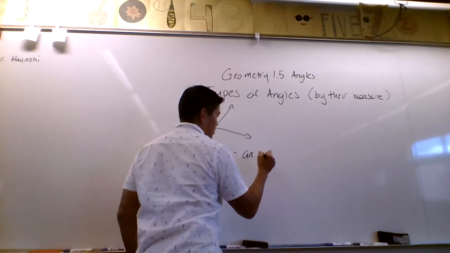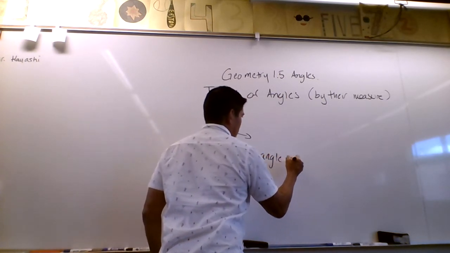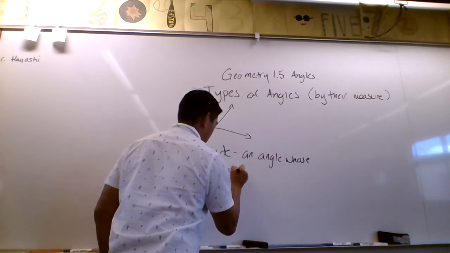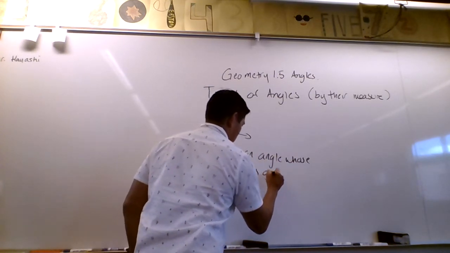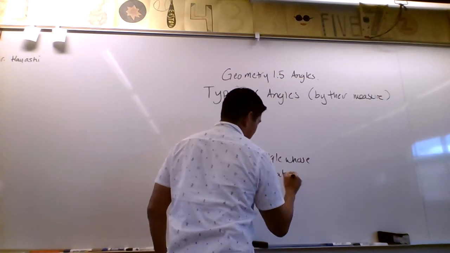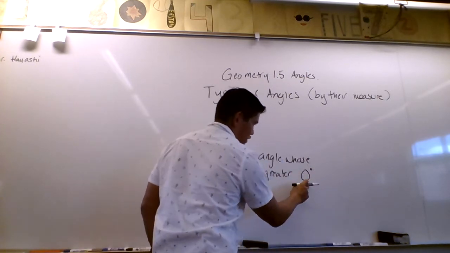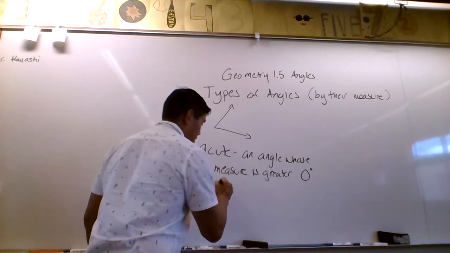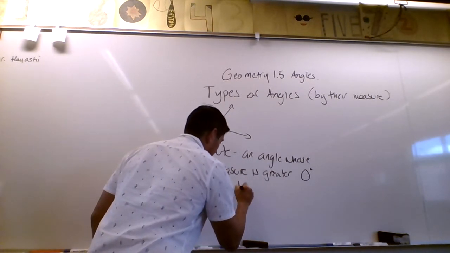So an angle whose measure is greater than 0 and less than 90 degrees. So greater than 0 degrees, since we measure angles in terms of degrees, and less than 90 degrees.